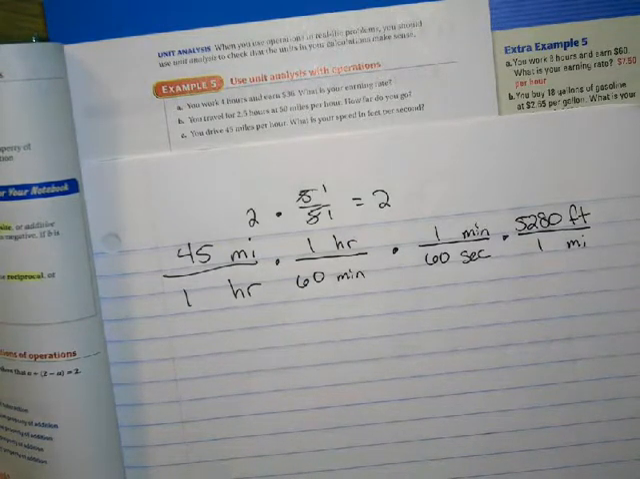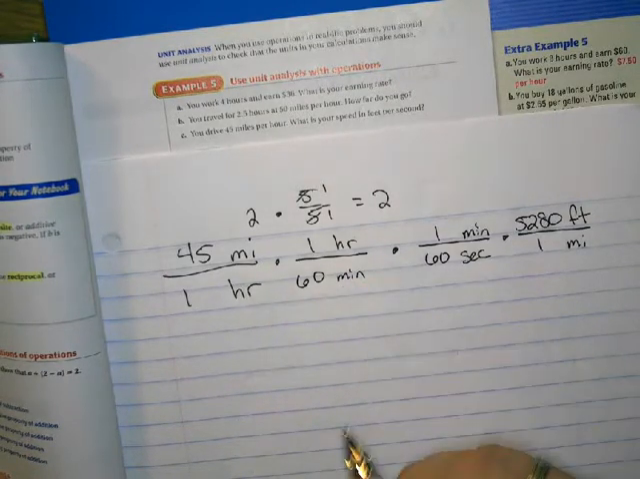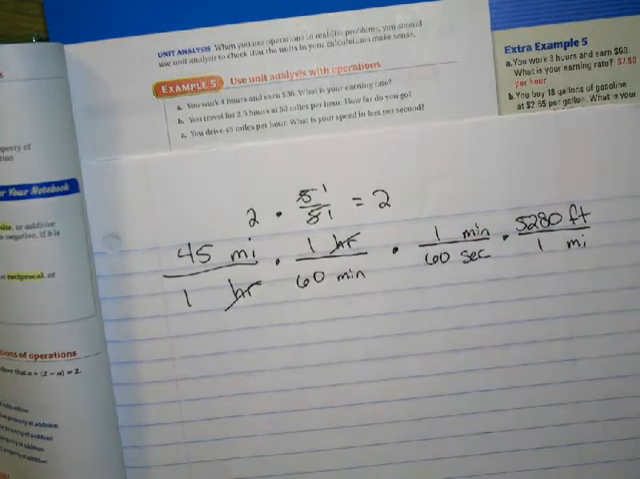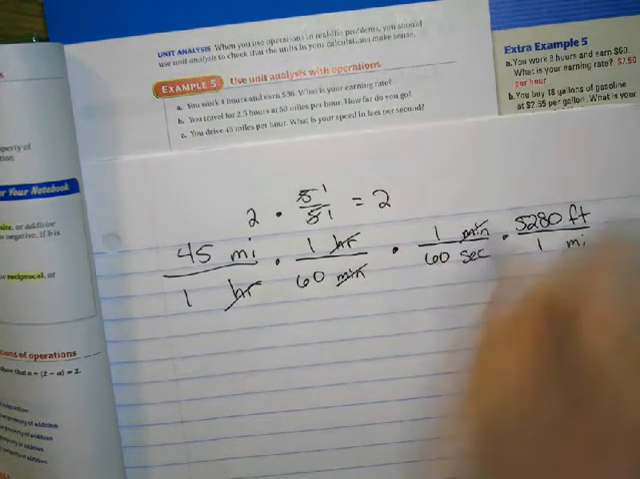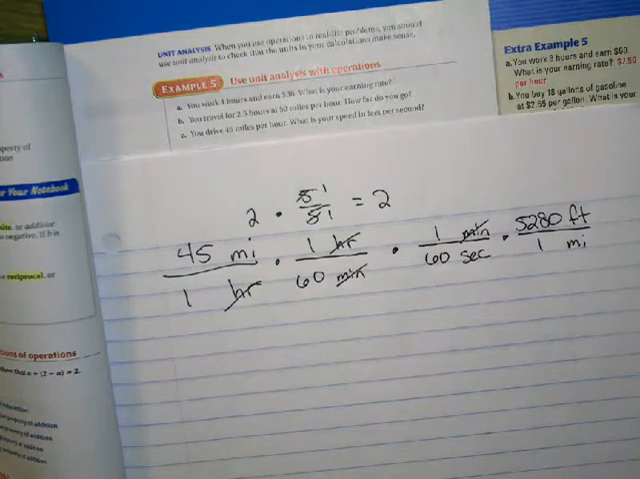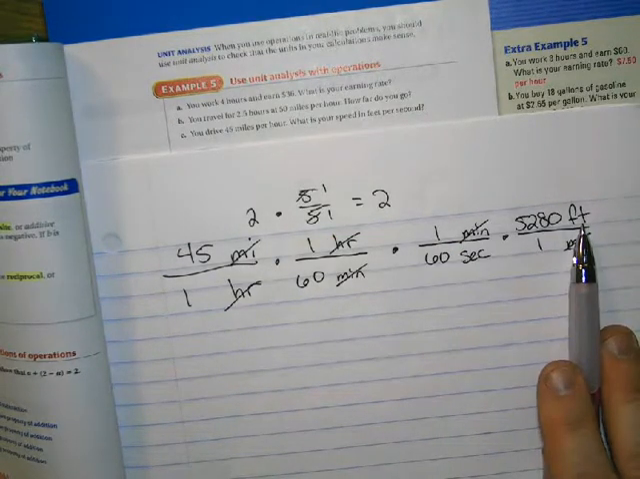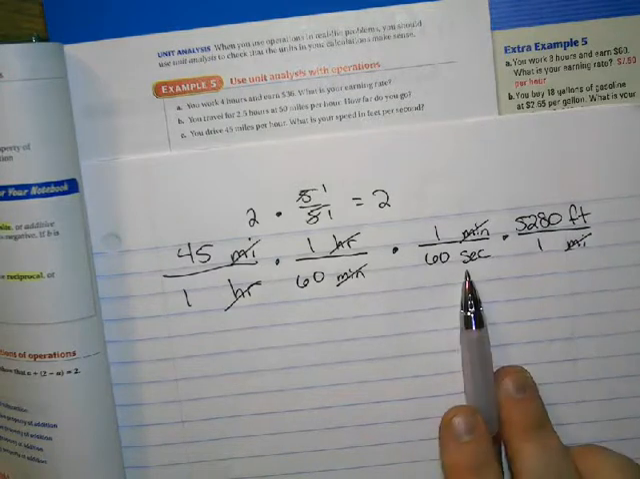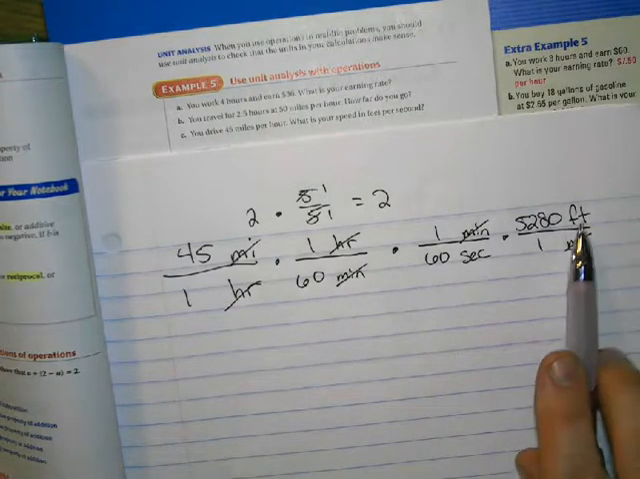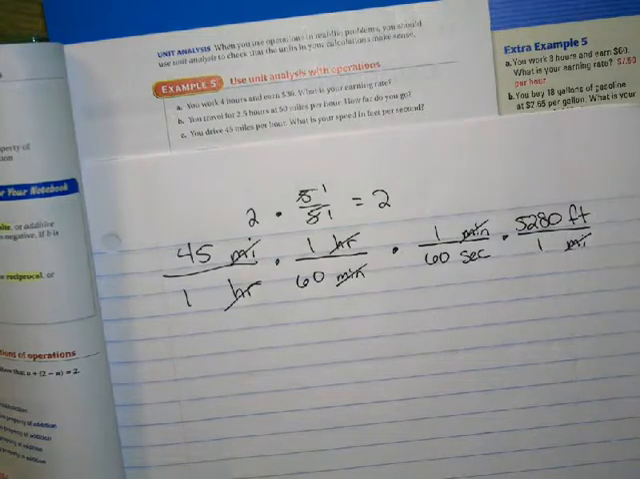Now, we'll save the numbers for 1 second here, but the units first of all, I see an hour is going to cancel out an hour. The minutes unit's going to cancel out the minute units. The miles are going to cancel out the miles, and units-wise, all that's left on top is feet. All that's left on bottom is seconds. So our answer is going to be in feet per second.